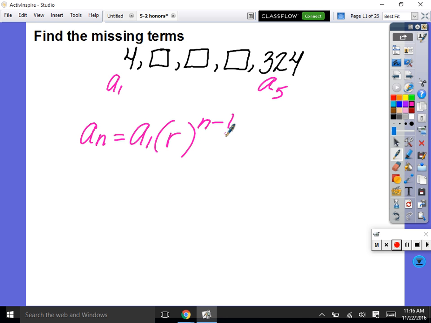We know that the fifth term is 324. So let's do 324 is equal to our A sub 1, which is 4, times r, which we don't know, raised to 5 minus 1, which is 4. So I'm just using algebra to find it. Does that make sense? Yeah. We know A sub n. So we know A sub 5, correct? Does that make sense? So I plugged in a 5 here, and I plugged in A sub 5.